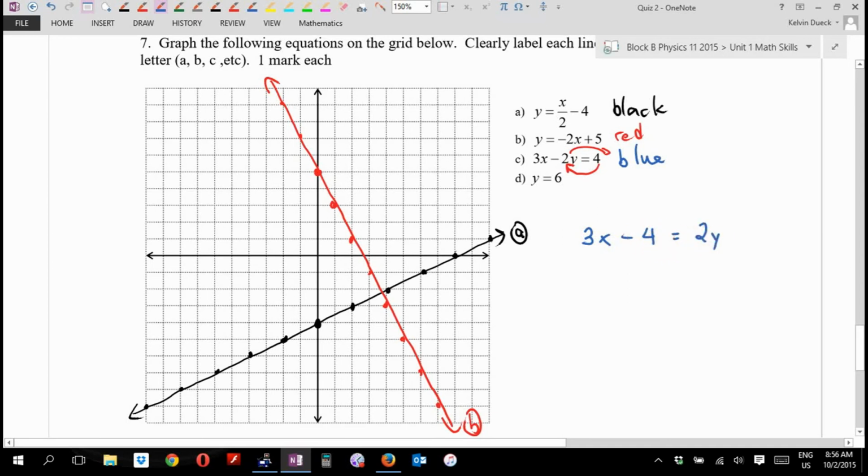Now, I know this bugs some of you because you're like, I want the y to be on the left-hand side. Oh, it is. Just flip it in your head. 2y equals 3x minus 4. It is on the left side. I just happen to write it on the right side. I want you to get used to realizing that we can be flexible with equations.